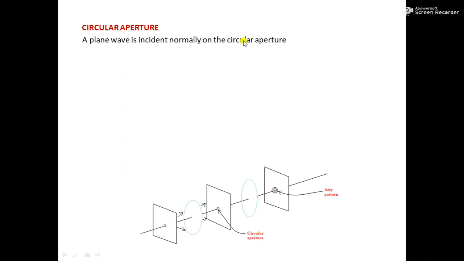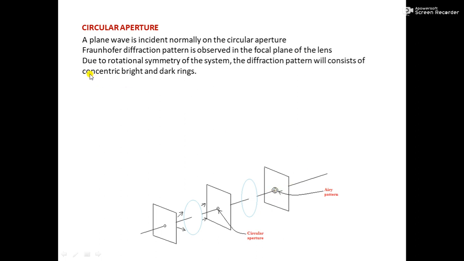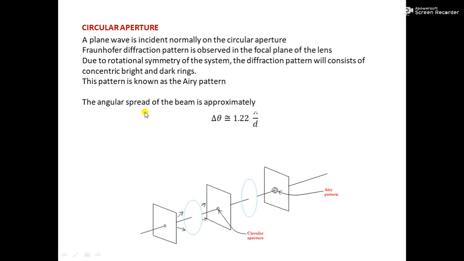The plane wave is incident on the circular aperture. The Fraunhofer diffraction pattern is observed on the focal plane of the lens, and due to rotational symmetry of the system, the diffraction pattern will consist of concentric bright and dark rings, which I have shown in the figure. This pattern is known as the Airy pattern.